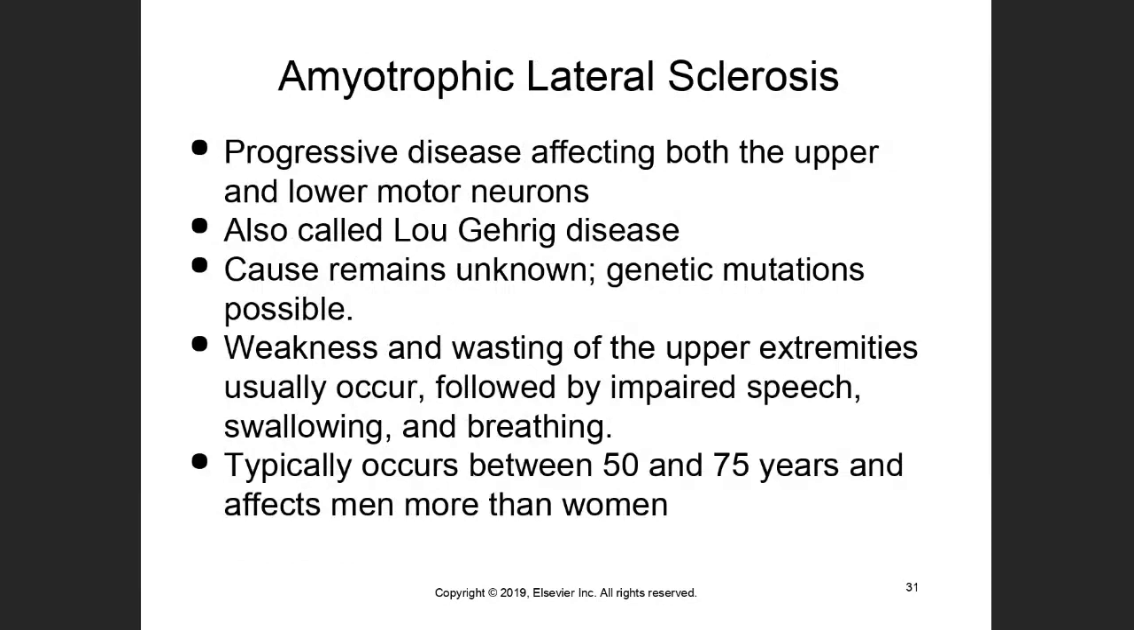Amyotrophic lateral sclerosis is a progressive disease affecting both the upper and the lower motor neuron. That's the main characteristic of this disease because they have both manifestations, upper and lower motor neuron. Also called Lou Gehrig disease, cause remains unknown, genetic mutation possible. Weakness and wasting of the upper extremity usually occur, followed by impaired speech, swallowing, and breathing. Typically occurs between 50 and 75 years old, men more than women. Multiple sclerosis is the other way around, women more than men.